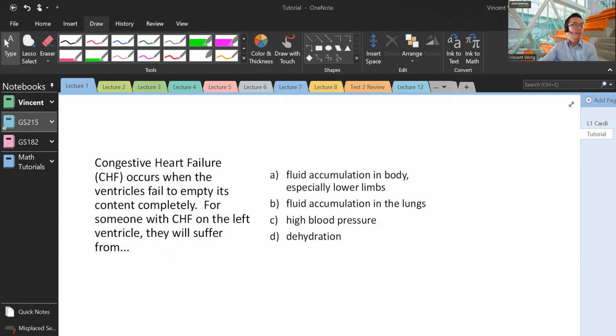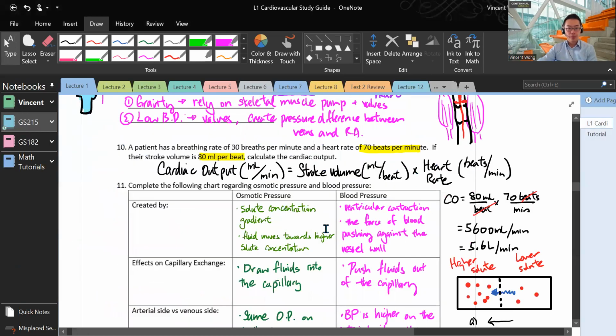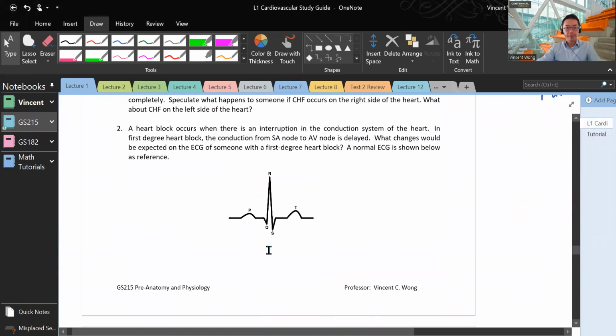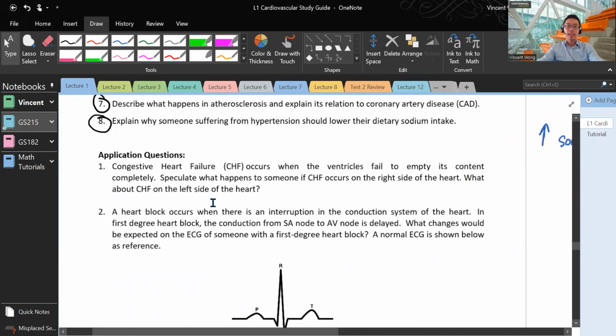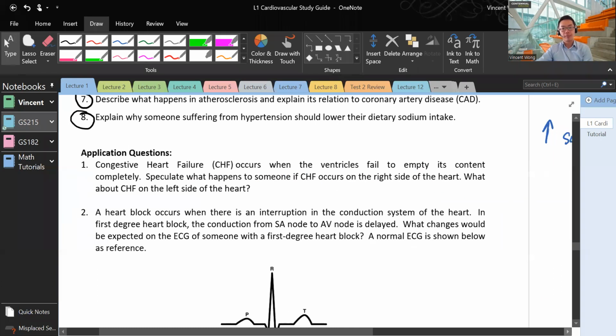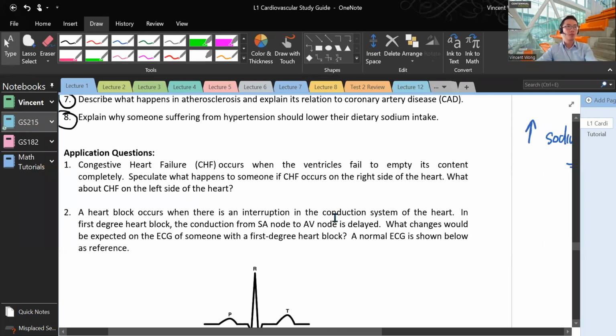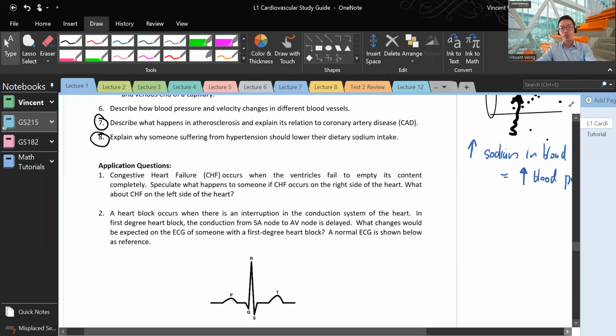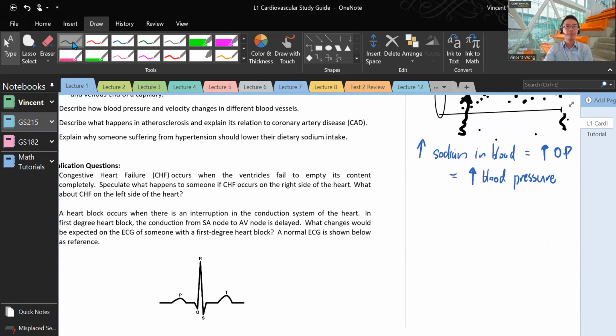All right, let's pause for a second. I'll show the results and then I'll explain it. Yeah, so over here, let's go through this application question, which will prep you for the actual one. The congestive heart failure occurs when ventricle fail to empty its content completely. Speculate what happens to someone if congestive heart failure occurs on the right side of the heart. Okay, and then what happens if it occurs on the left side? So let's draw a diagram and see what's going on.